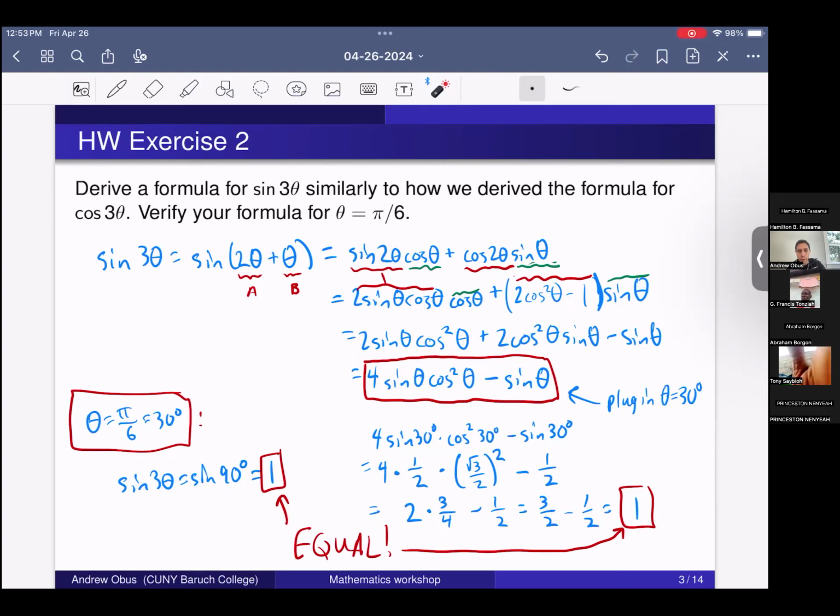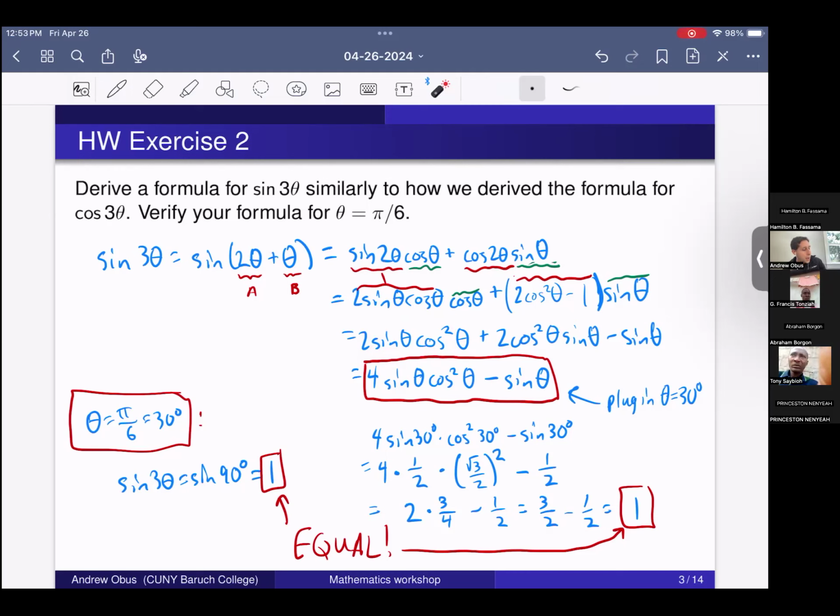Questions? Yes, Princeton. Yeah, I have a doubt somewhere where we have 2 sin theta cos squared theta plus 2 cos squared theta sin theta. How come we got the 4 sin theta? I don't know, there is a 2 that we brought together to make it this 4.